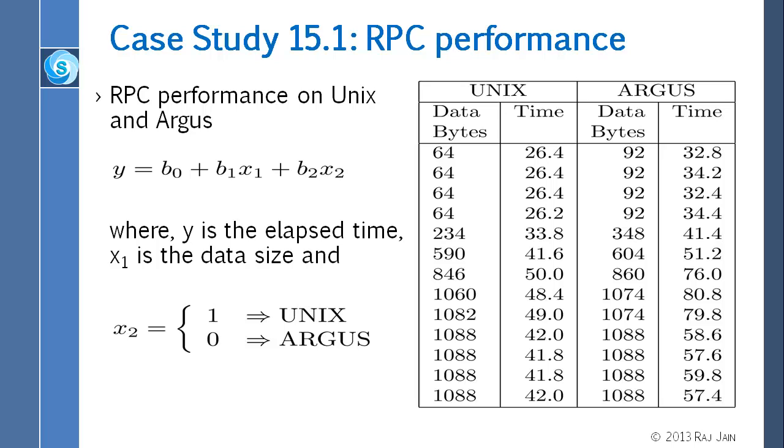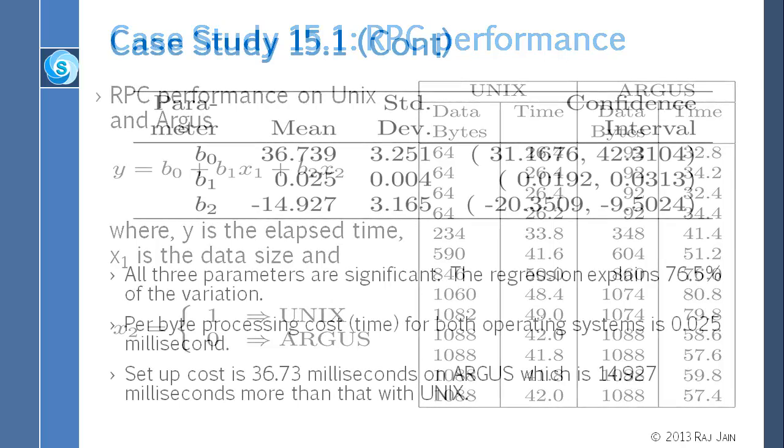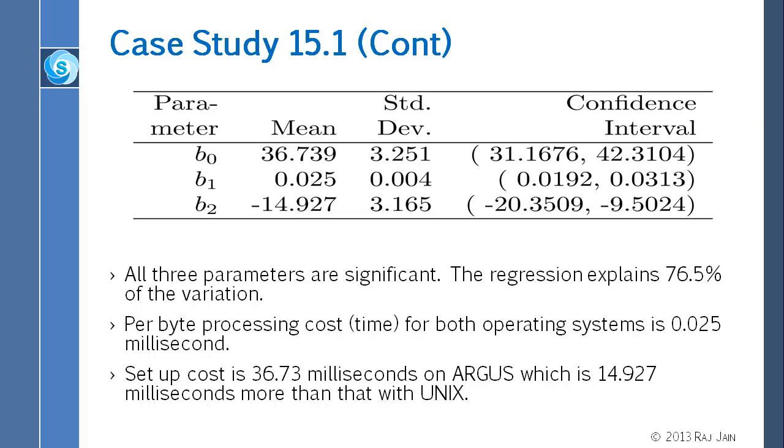So if you put 0, you get Argus, and the setup cost, in that case, is B0 plus B1. And then if you put 1, then you get Unix, and that is B0, B1 plus B2. So the B2 actually is the Unix Argus difference. So minus 14.927 is the difference between Argus and Unix.